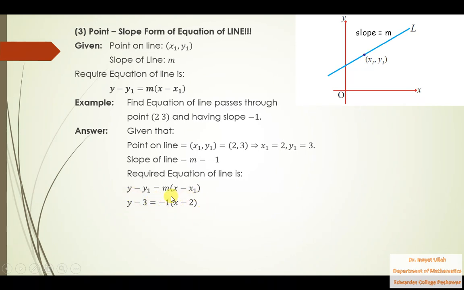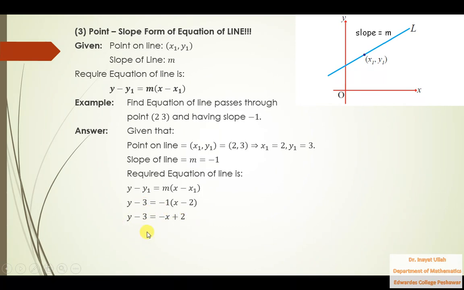We can simplify this equation by multiplying -1 inside the parenthesis. Whenever you multiply -1 inside, that will become -x, and minus into minus will be plus. So -x plus 2. Just look here, -x plus 2. That is the second form.